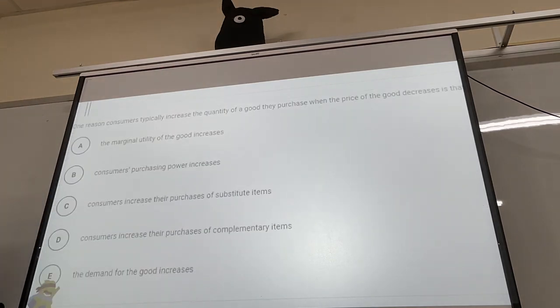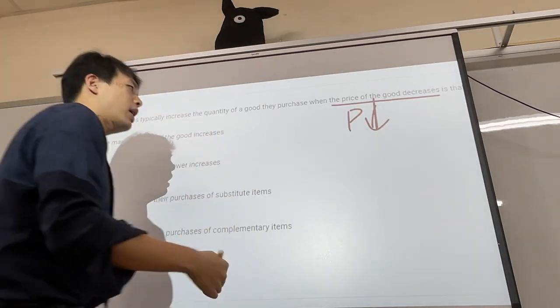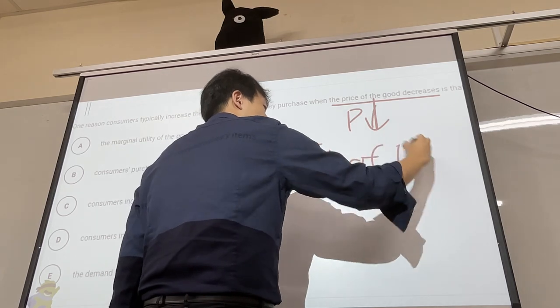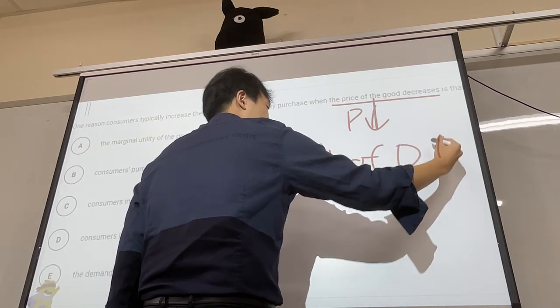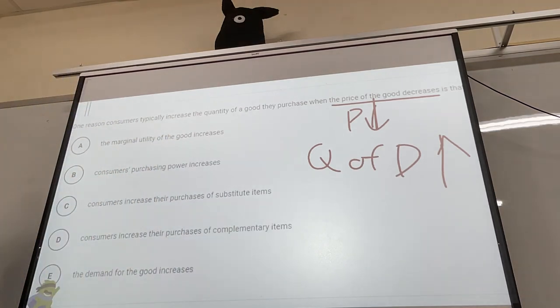Next one. One reason consumers typically increase the quantity of a good they purchase when the price of the good decreases, because decrease is what? Decrease is minus, it's getting fewer. Again, when the price of a good decreases, it has nothing to do with demand. It has something to do with quantity of demand. Goes what? Down. What? Up. 两个一定相反嘛, right? Price goes down, I will buy more. So, B.